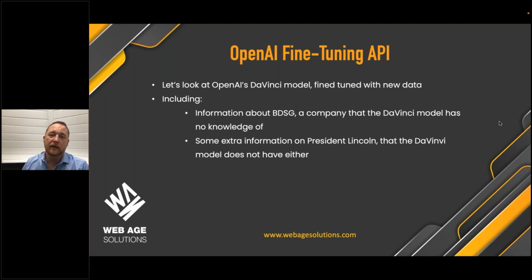So some things that we're going to add is information about the company BDSG. The Da Vinci model has never heard of BDSG. Well, it's heard of BDSG, but it's never heard of Berkeley Data Science Group. It's heard of other companies called BDSG, but not the data science company called BDSG. So it has no idea that exists. It also knows the years that President Abraham Lincoln went to school, but it doesn't have a concept of the length of time that that would be.